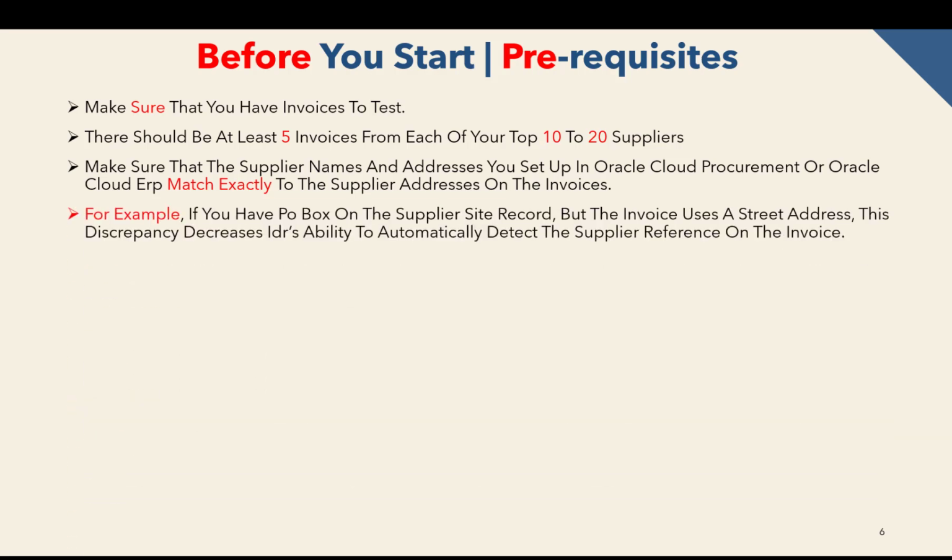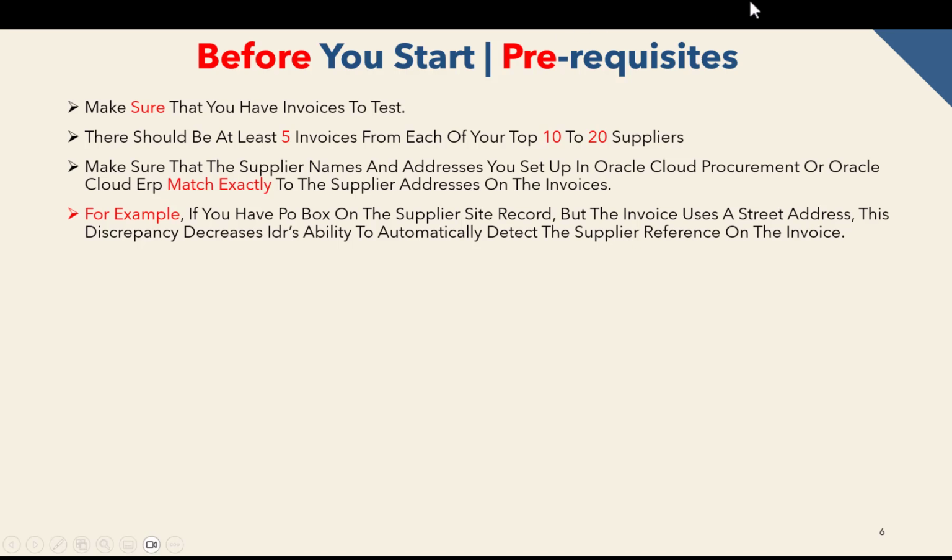For example, if you have a PO box on the supplier site's records, but the invoice uses a street address, this discrepancy decreases IDR's ability to automatically detect the supplier reference on the invoice. Customers and the implementation team should also try to have a unique address for each supplier site for the best recognition rates.